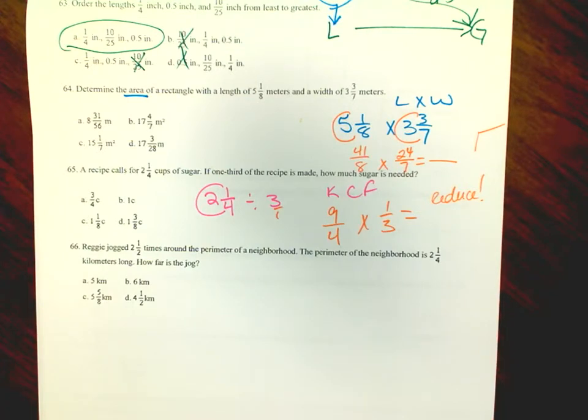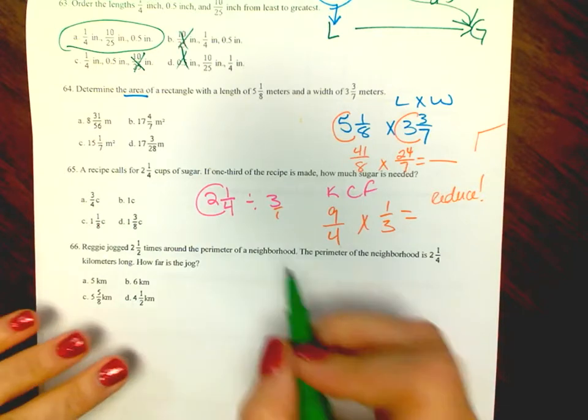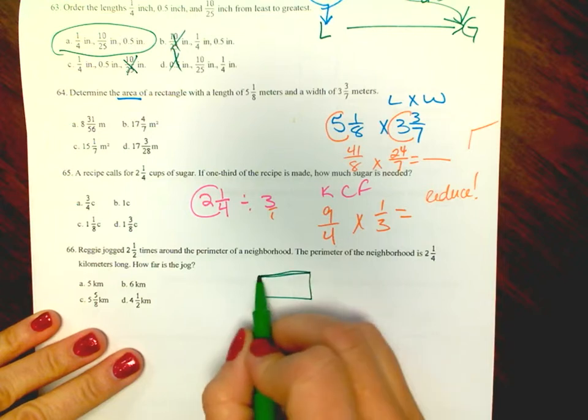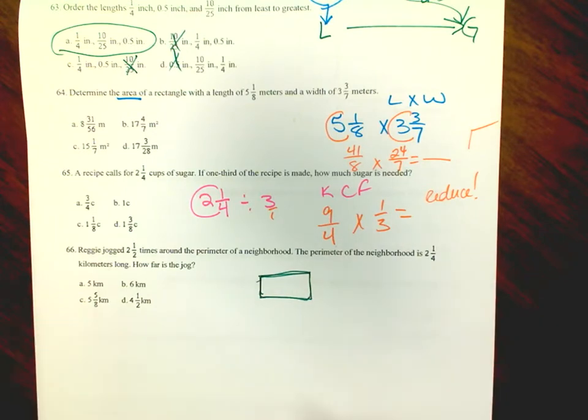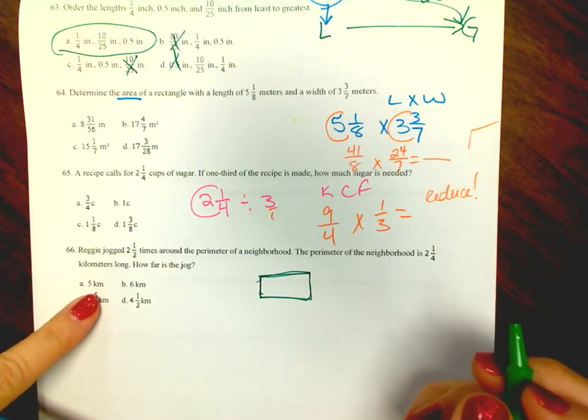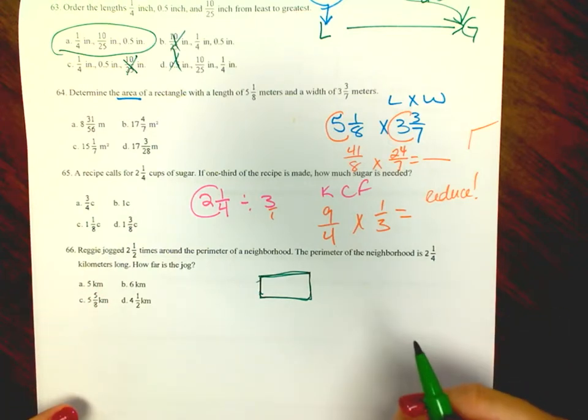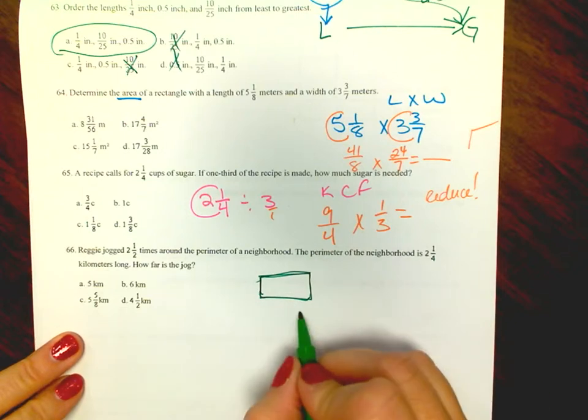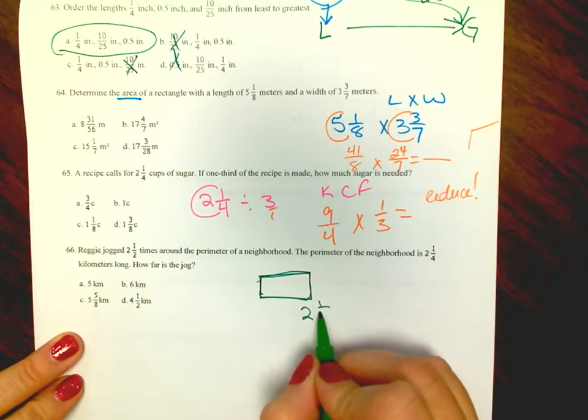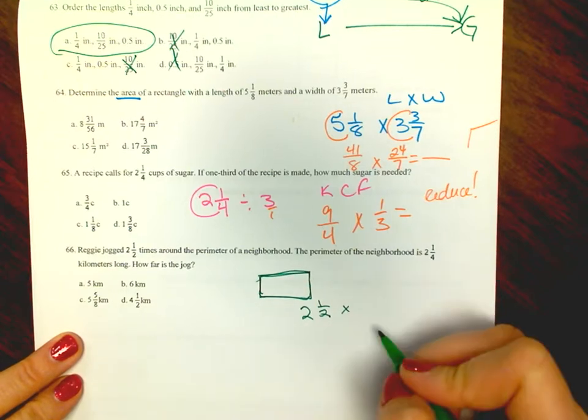Okay, number 66. Reggie jogged 2.5 times around the perimeter of the neighborhood. The perimeter of the neighborhood is 2 1/4 kilometers long. How far did he jog? You have the perimeter, and they said it was 2 1/4, so that would be... I did it like this, but I think it's wrong. So ask Miss Harrison about this one.